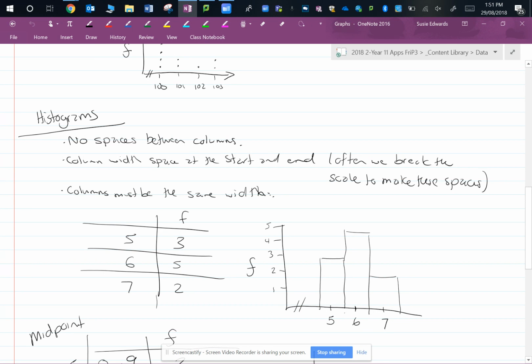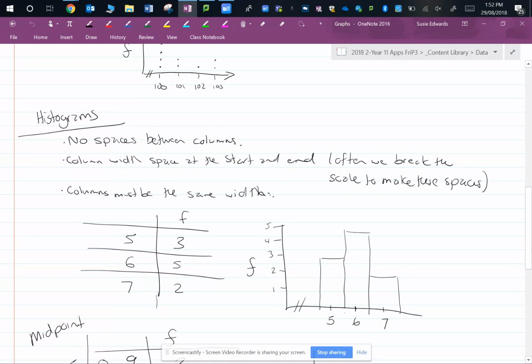With this one, see how we've got frequency 3, 5, 2. We've got 5, 6, and 7. Now, if I was measuring, I said that for this, I was measuring the length of my index finger, and the length of my index finger was 6.7 centimetres. Okay, where would it go? Which frequency would be increased? If it was 6.7, it would go into the 7 because we would round it, yeah? Because we're rounding to whole numbers.